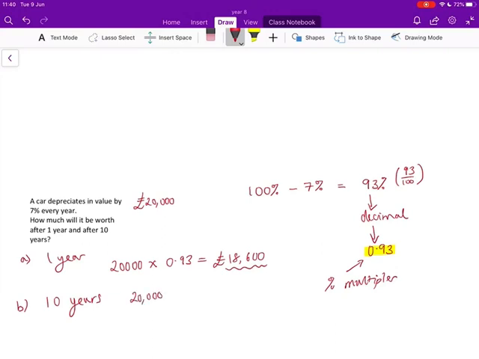Then we look at 10 years. So this time we're taking the value of the car to start with and multiplying by 0.93, but not just 1 year. Now we multiply by 0.93 a total of 10 times. So that's our quick way of working out the value at the end of 10 years. So 20,000 multiplied by 0.93 to the power of 10, and that means the car will be worth £9,679 and 65p if you round to 2 decimal places. So it's just over halved in value after 10 years.